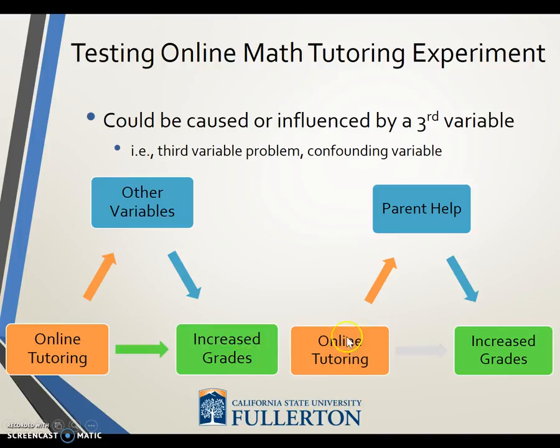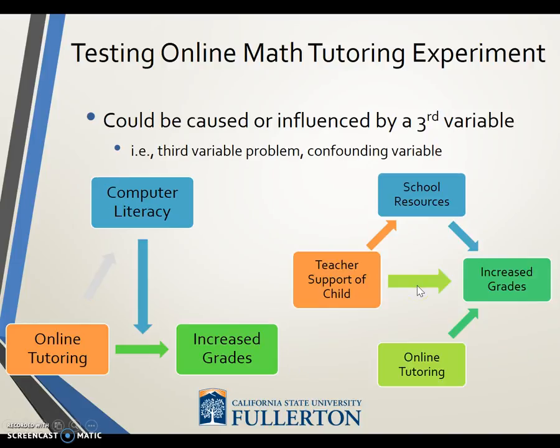For example, perhaps online tutoring is actually more related with parent help. So people who are getting online tutoring, their parents are like, oh, you do need extra help in math, and it's actually that parent help that increases the grades of the students. So that is one third variable that might be causing an effect. So if we were only measuring online tutoring and increased grades, we would see a relationship there, but in reality it would have been going through this parent help variable.